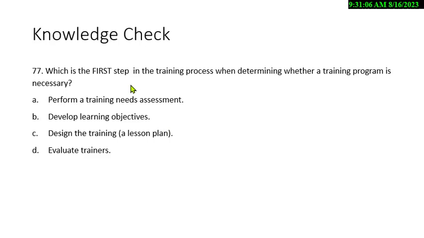What's the first step in the training process? This one you should know by heart. When determining a program is necessary, we do a training needs assessment, develop our learning objectives, design the training, evaluate the trainer. That's that cycle right off the bat, the first slide. This one you've got to know. They always ask it. Very good. Training needs assessment. Thanks, Elise.